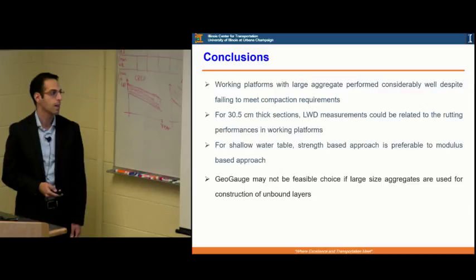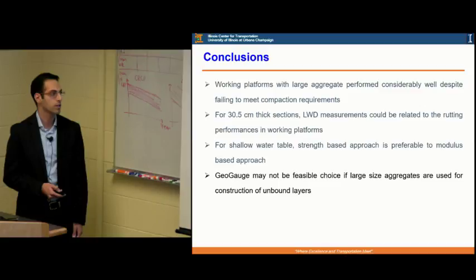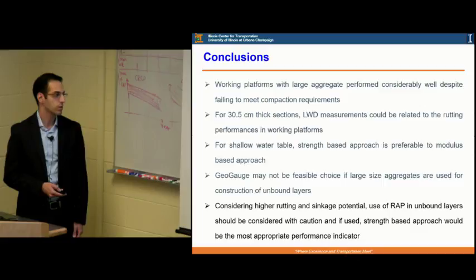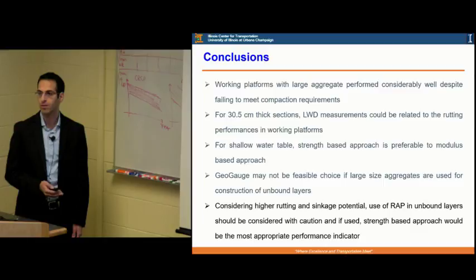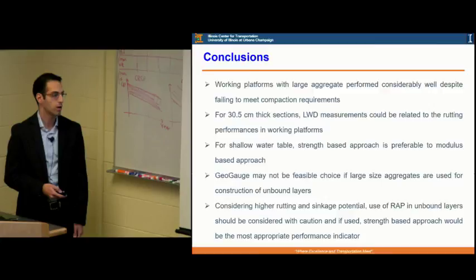Also, comparing two stiffness methods, the GeoGauge and the LWD, the GeoGauge may not be a feasible choice if large size aggregates are used in construction or unbound layers due to the high variability in the results. And the last thing is, considering the higher rutting and sinkage potential for the wrap, the use of wrap should be considered with caution. And if used, it is better to characterize the properties using a strength-based approach than a stiffness-based approach, as that can be misleading, as we've seen higher stiffness or modulus for the wrap sections than for the other sections.